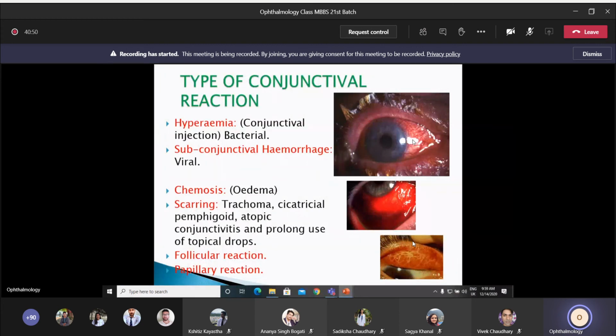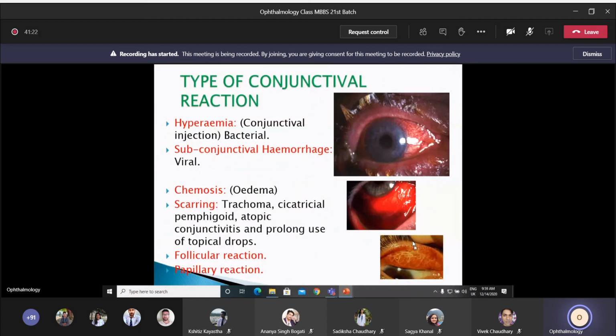So you look for hyperemia there, and subconjunctival hemorrhage could be present at times, especially in viral conjunctivitis. Then you can have edema or chemosis of the conjunctiva, usually in severe bacterial conjunctivitis, and scarring. Scarring is usually looked for in the palpebral conjunctiva, and you see it in the upper palpebral conjunctiva in this picture, where the upper lid has been everted.